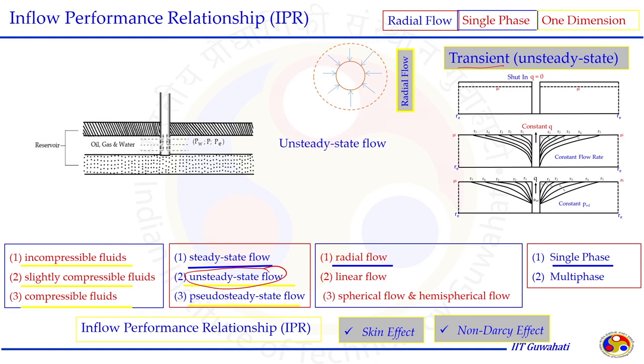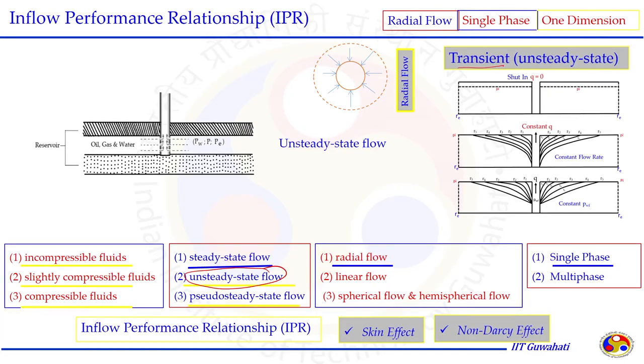When it reaches the boundary condition, or the condition when the change in pressure with respect to time at a location R is constant, we reach the pseudo steady state condition. But before reaching pseudo steady state condition, we have the transient condition. In that transient condition, what is happening?